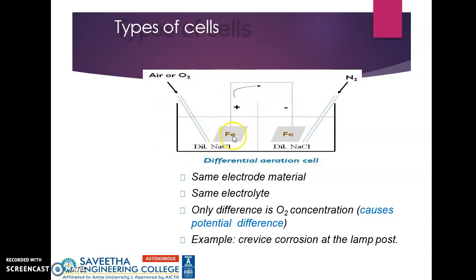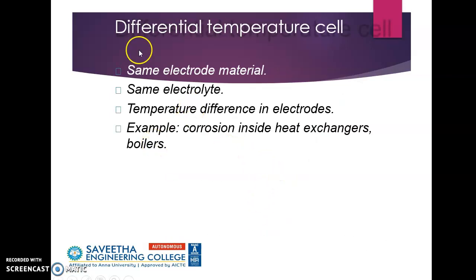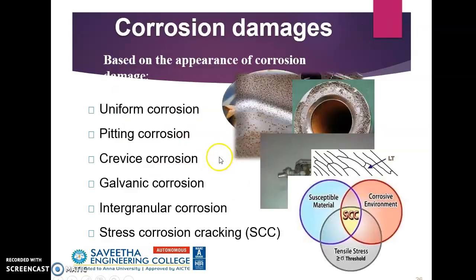One example of electrochemical corrosion is the differential aeration cell. Aeration, that is air, means a difference in the concentration of air or oxygen. See here, we have iron immersed in sodium chloride solution with excess oxygen, and the same iron immersed in sodium chloride solution in a nitrogen atmosphere, so the oxygen concentration will be less. This difference in the concentration of oxygen leads to differential aeration. This takes place in pitting, crevice corrosion, etc. So the electrode material and electrolyte are the same, but the temperature or oxygen concentration will differ. Corrosion inside heat exchangers or boilers will undergo this kind of corrosion.